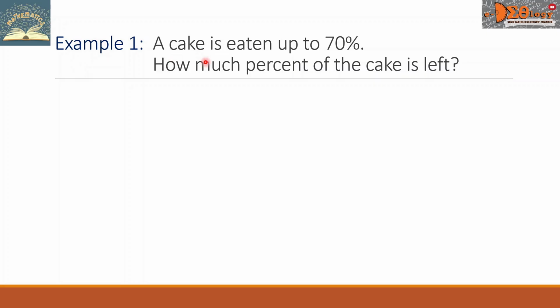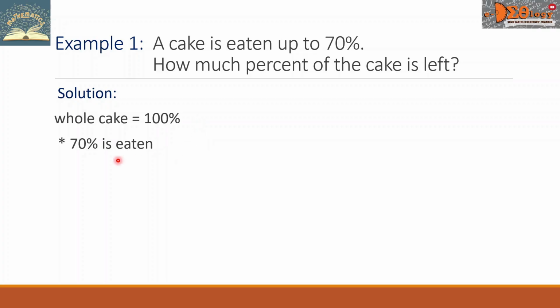Example 1. A cake is eaten up to 70%. How much percent of the cake is left? The whole cake equals 100%. The problem says it is 70% eaten. And in the problem, we want to know the percent of the leftover. So we have 100% minus 70%. And the answer is 30%.